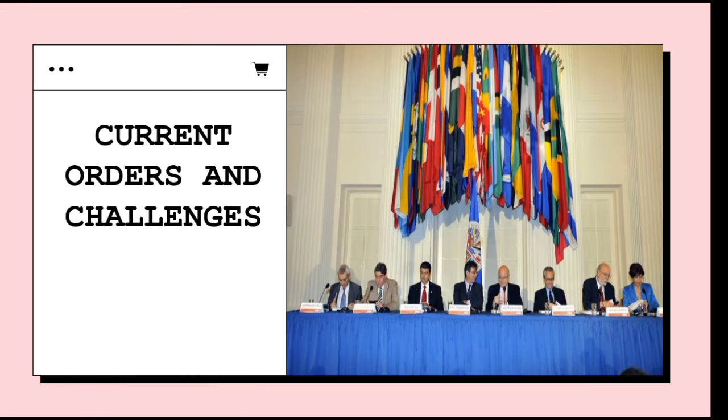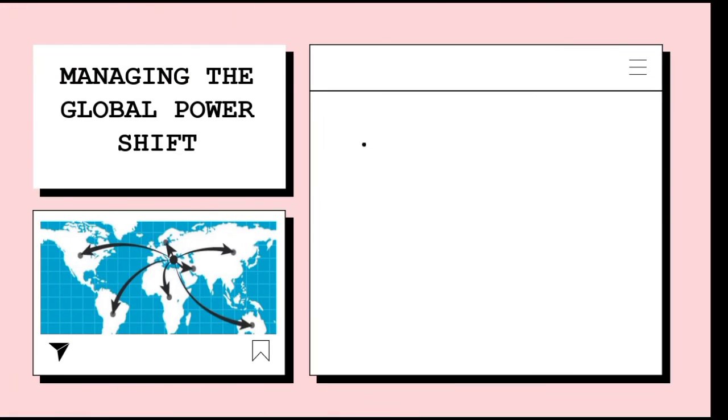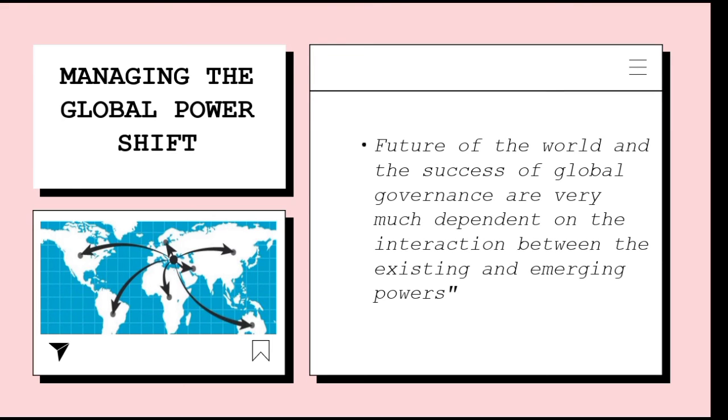Next are the current orders and challenges. Managing the global power shift. The future of the world and the success of global governance are very much dependent on the interaction between the existing and emerging powers.